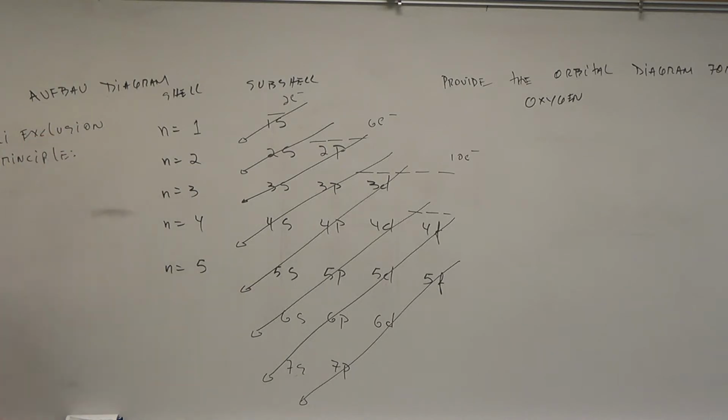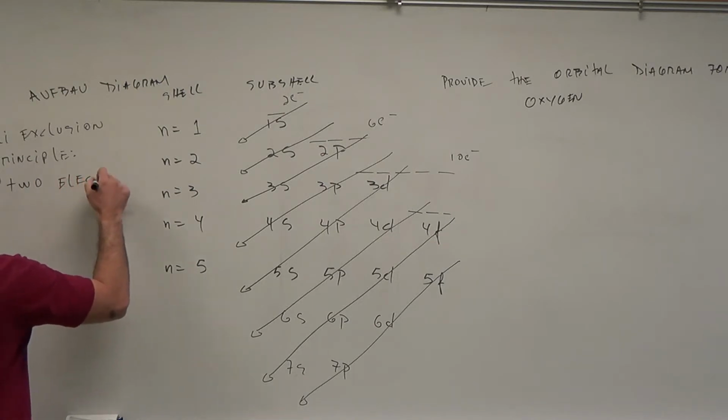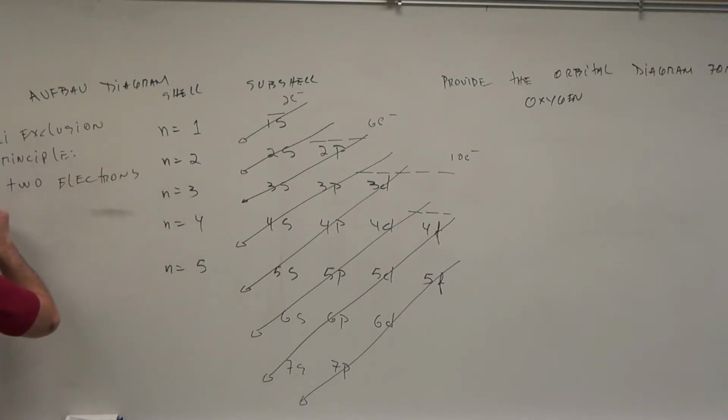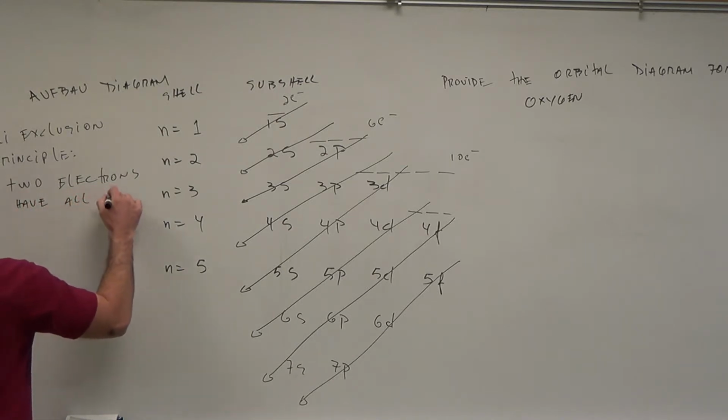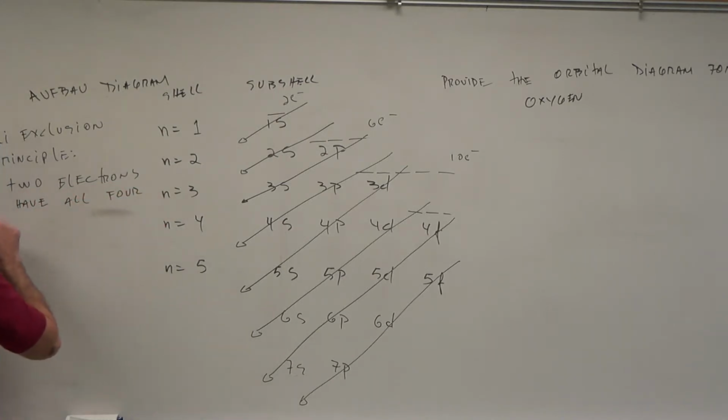Pauli exclusion principle says no two electrons can have all four quantum numbers the same.